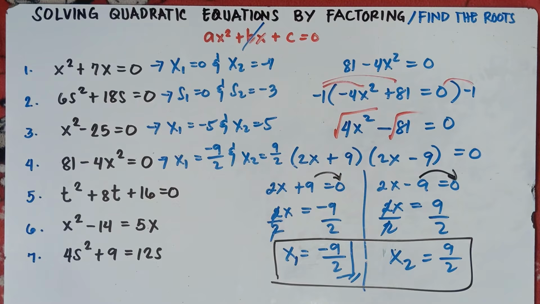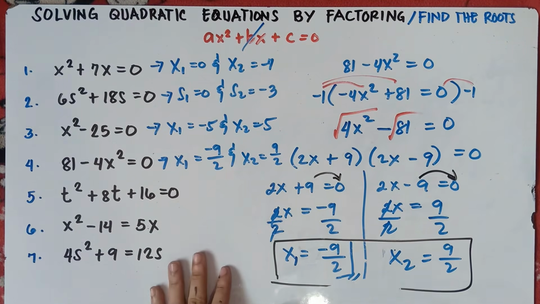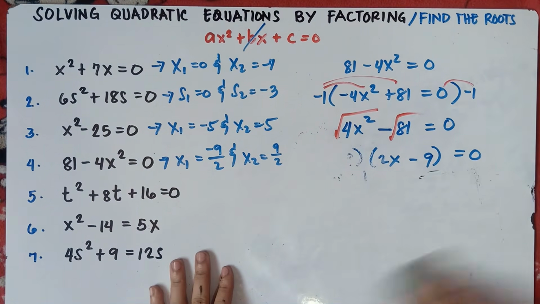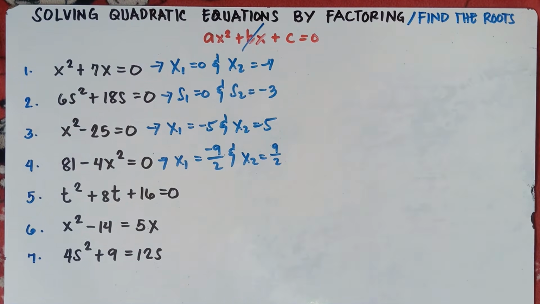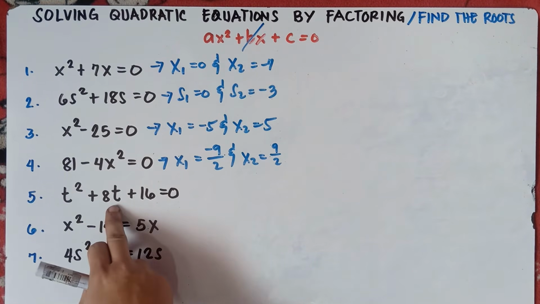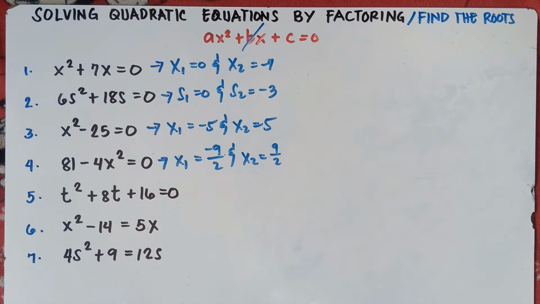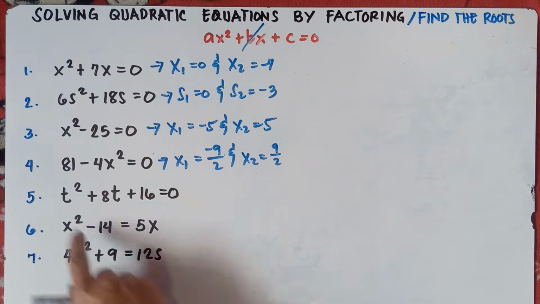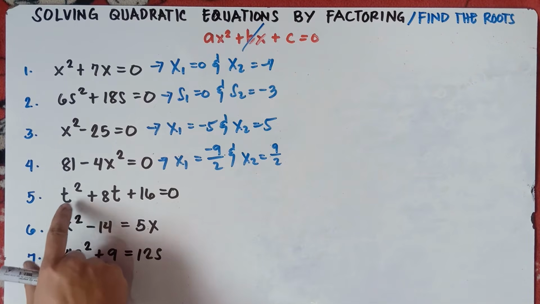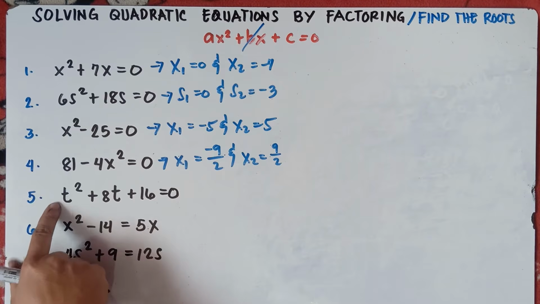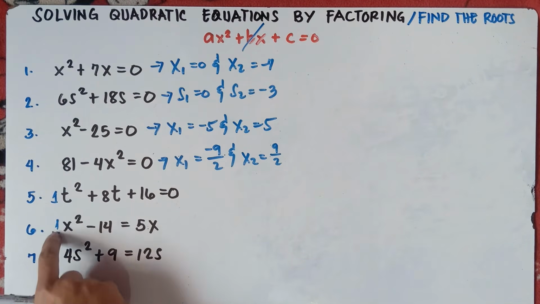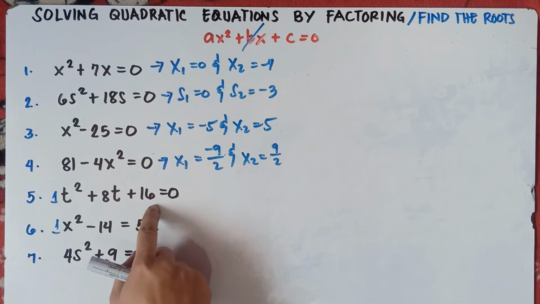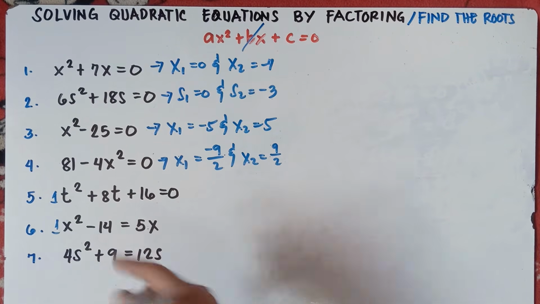Alright, so let's try number 5, 6, and 7. For 5, 6, and 7, class, we have a trinomial: the quadratic term, the linear term, and the constant. This will be the case, class: if the number before the quadratic term is 1, understood that there's a 1 here, you need to check the constant, the last number.